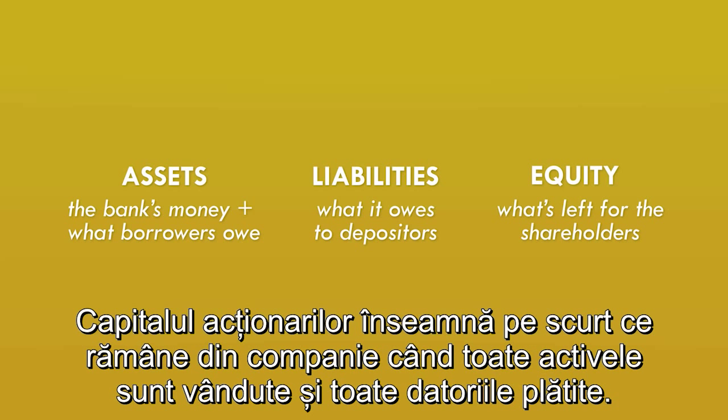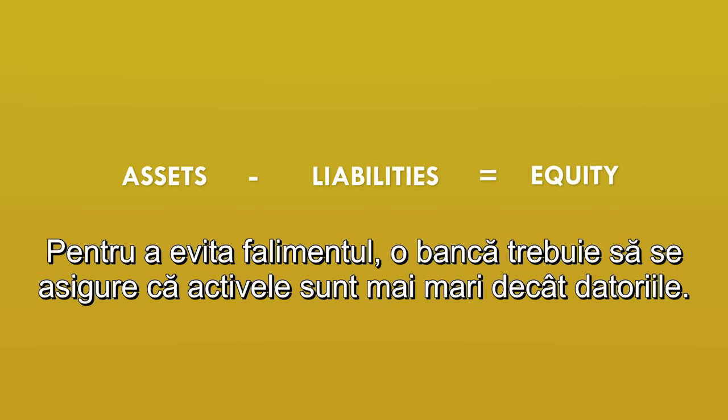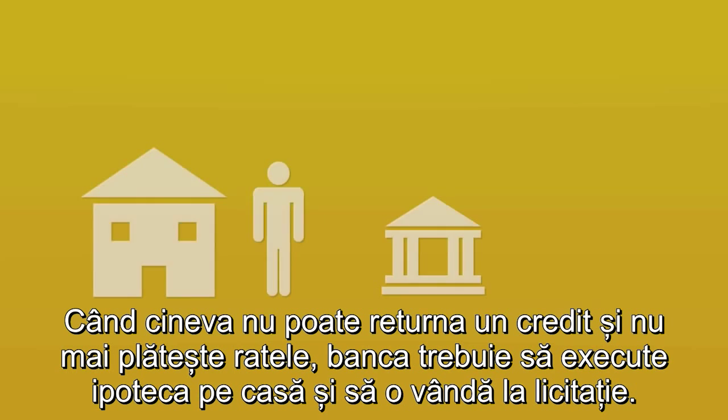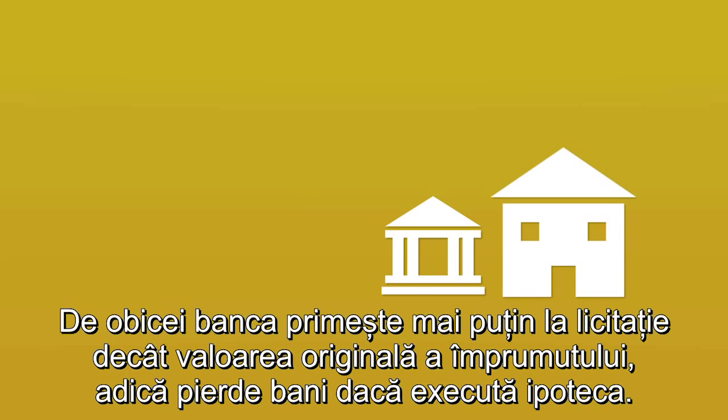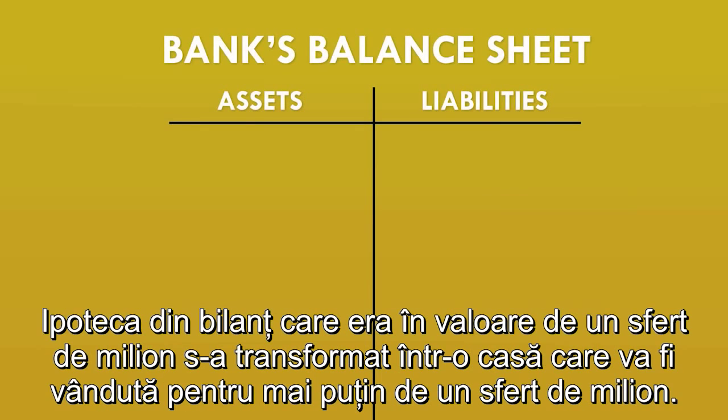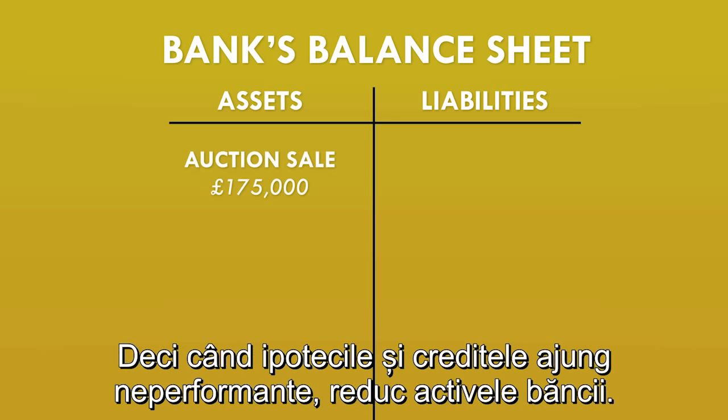Shareholder equity is very simply what's left for the owners of the company when all the assets are sold and all the liabilities are paid off. To avoid going bankrupt, a bank needs to make sure that its assets are greater than its liabilities. When somebody defaults on a loan and stops making repayments, then the bank has to repossess the house and sell it off, usually at an auction. The bank will usually get less at the auction than the original value of the loan. That means that it loses money by repossessing the house. The mortgage on the balance sheet that was originally $250,000 has turned into a house that will be sold for less than $250,000. So when loans and mortgages go bad, it reduces the assets of the bank.